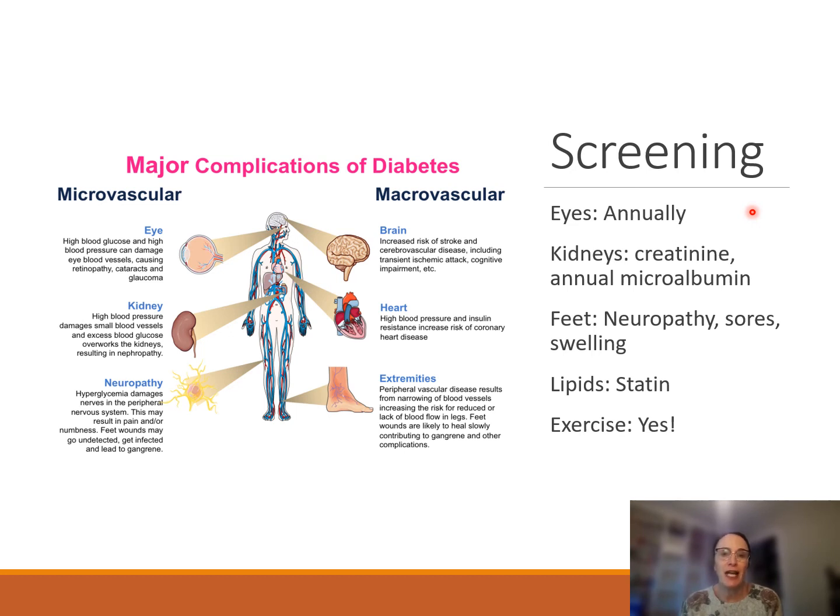Kidneys, I'm getting a creatinine probably every visit with an annual microalbumin. So my visits with my diabetics, if they're really well controlled and everything's in target, I do every 6 months. My poorly controlled diabetics or patients whose parameters aren't at goal, I'm seeing every 3 months. With feet, we're talking about neuropathy, any sores, any swelling. We're talking about statins, and then trying to promote exercise if tolerated.